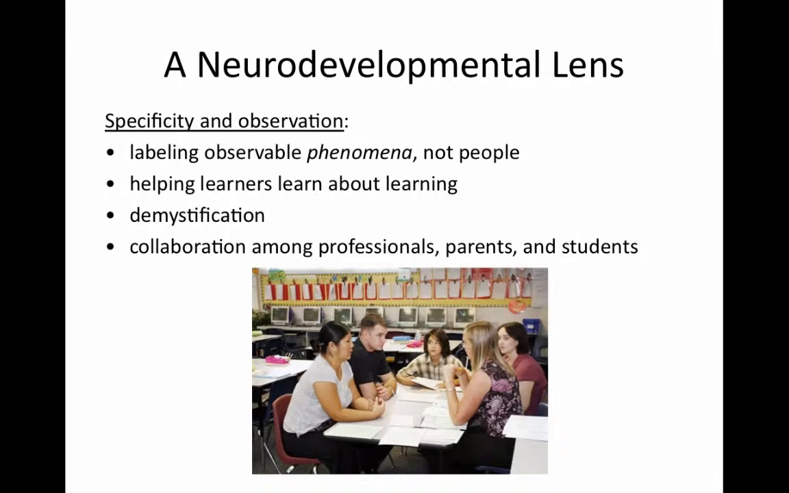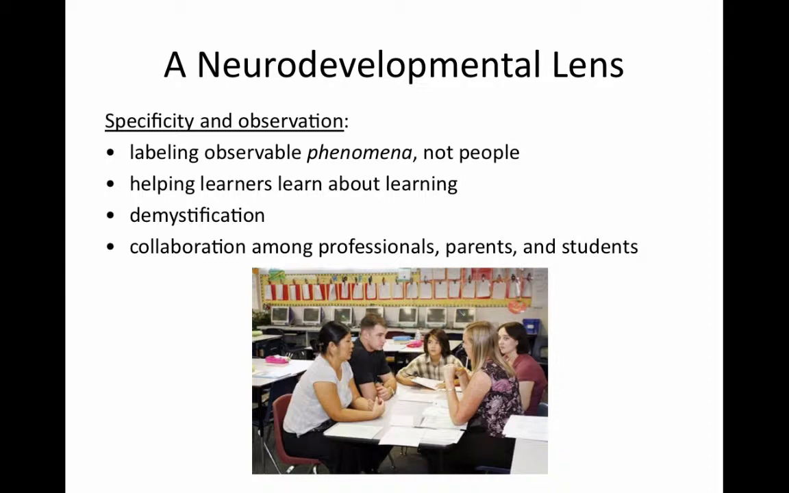The principles on this slide offer ways to bring the lens of neurodevelopment into practice through a commitment to specificity and close observation of students. The idea here is to use your knowledge of the 8 constructs to make decisions about the particular scaffolds, supports, tasks, and interactions you have with students. So first, the principle of labeling observable phenomena, not people, draws attention to the unique aspects of individuals, including both those individuals' weaknesses and their strengths.